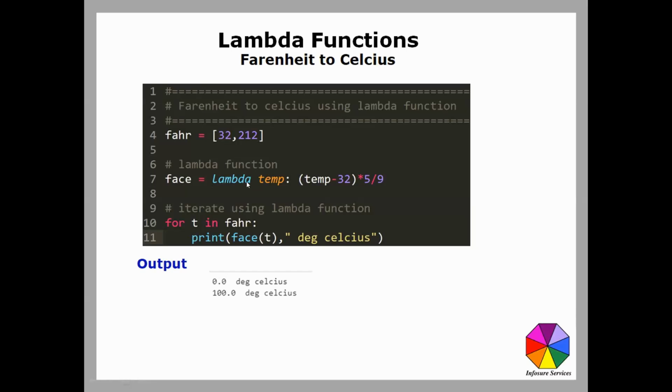So the lambda keyword is making it a special function. Lambda, space, temp, colon, the formula. What you want to return is after the colon. So temp minus 32 into 5 by 9, this is your Celsius value, and you're going to assign it to any variable. Here for Fahrenheit to Celsius, I put a short variable name, fc, is equal to lambda temp colon. So this function will just get created on the fly.